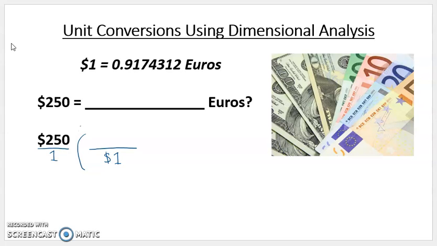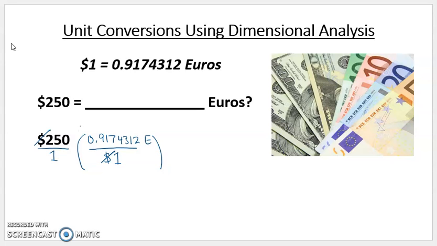Think of the unit just like you would an algebraic variable. Now, $1 is equivalent to 0.9174312 euros. Essentially all I've done is multiply the $250 by 1, because this fraction is equivalent to 1. 0.9174312 euros is equal to $1. Now, let's do the algebra here. This is what I like about this technique. It gets kids thinking algebraically. You have $1 on the top and a dollar on the bottom, so those will cancel.